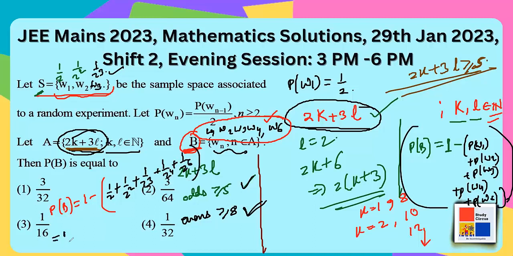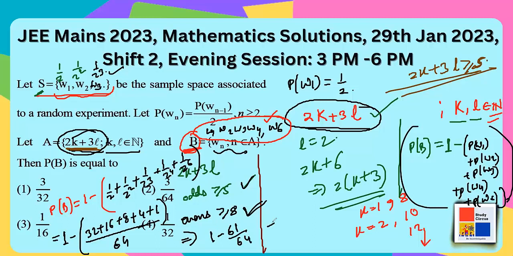Right. So we'll simplify this. This is going to give me 3 upon 64, with 2 to the power 6 being 64, and you can solve this: this is 32 plus 16 plus 8 plus 4 plus 1, right? So this is giving me 1 minus 61 upon 64, that is 3 upon 64, right? So PB, the probability of all the events in set B, is 3 upon 64, okay?